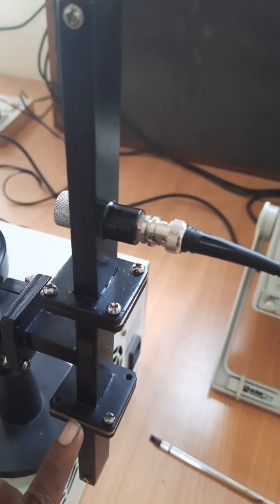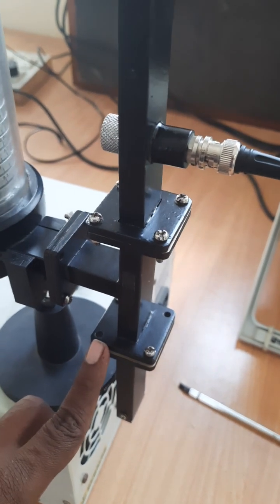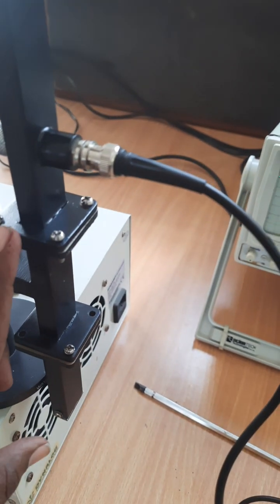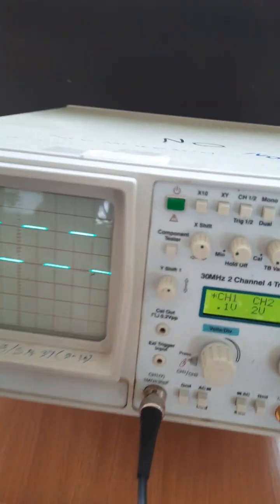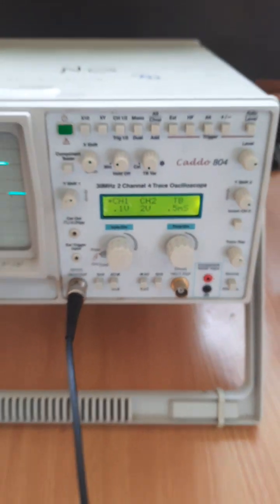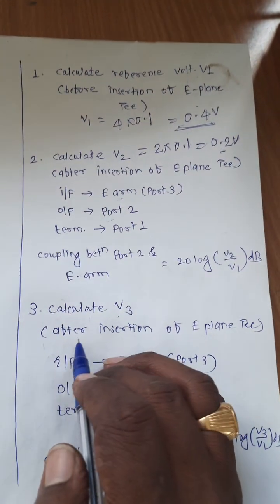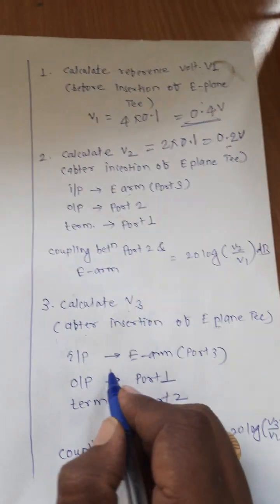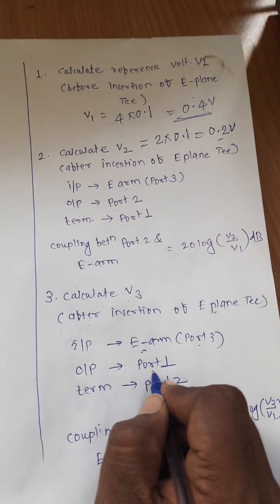In our previous procedure we took the output at port number 2, which was 0.2 volt. Now let us measure the output at port number 1. Once again I am observing a square wave, so it is 2 multiplied by the multiplication factor of 0.1 volt. I am taking this reading as V3. Our next aim is to calculate V3 after insertion of the E-plane T. Input is given to the E arm, that is port number 3, and I am taking the output at port 1.